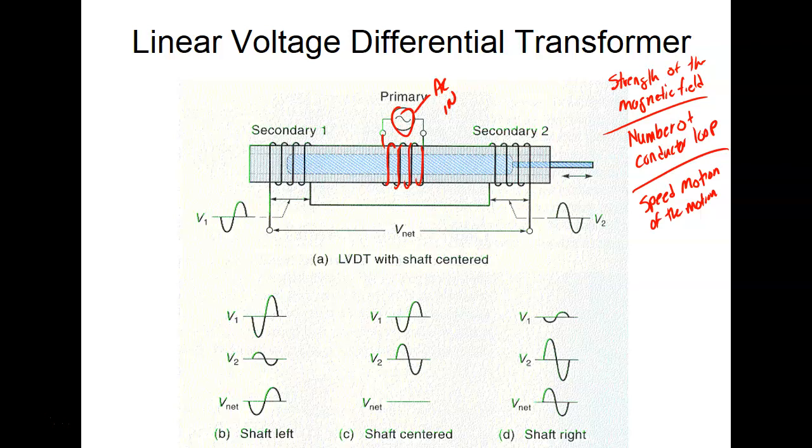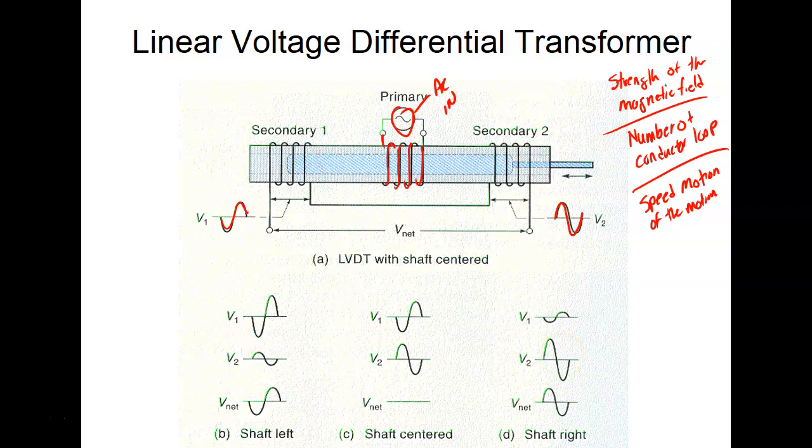The less we get out. These guys are wired 180 degrees out of phase, which means they subtract from each other. So what that means in this position right here, this guy is putting out an output like this. This guy's putting an output like that. They're exactly opposite of each other.